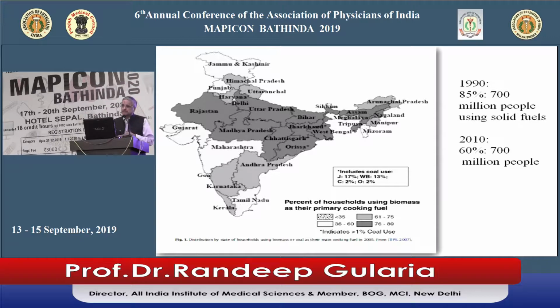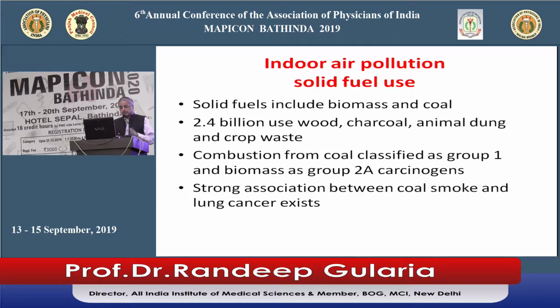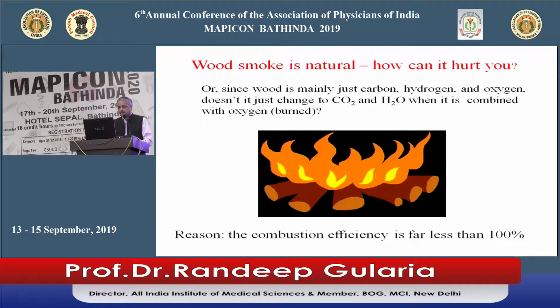The reason is that it is easily available, it's cheap, and it is something that has become part of our culture as far as rural India is concerned. So it's actually estimated that 2.4 billion people in the world use wood, charcoal, animal dung or crop waste as a form of cooking. Combustion from coal is classified as a group 1 and biomass as group 2A carcinogen, and there is a strong association between coal smoke and lung cancer as far as data is concerned.